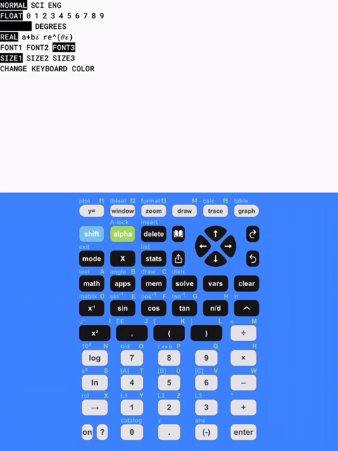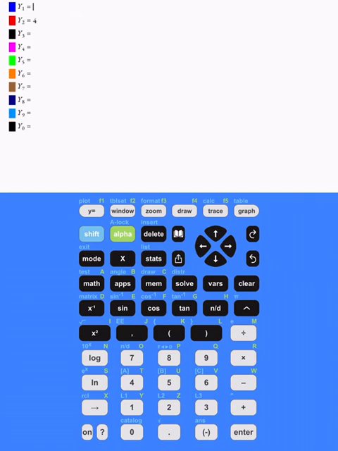So we're going to go to mode, and we're going to go to radians, and make sure we press enter and that it's bolded on radians. All right? Next thing we're going to do is go to our y equals. I'm going to clear these out.